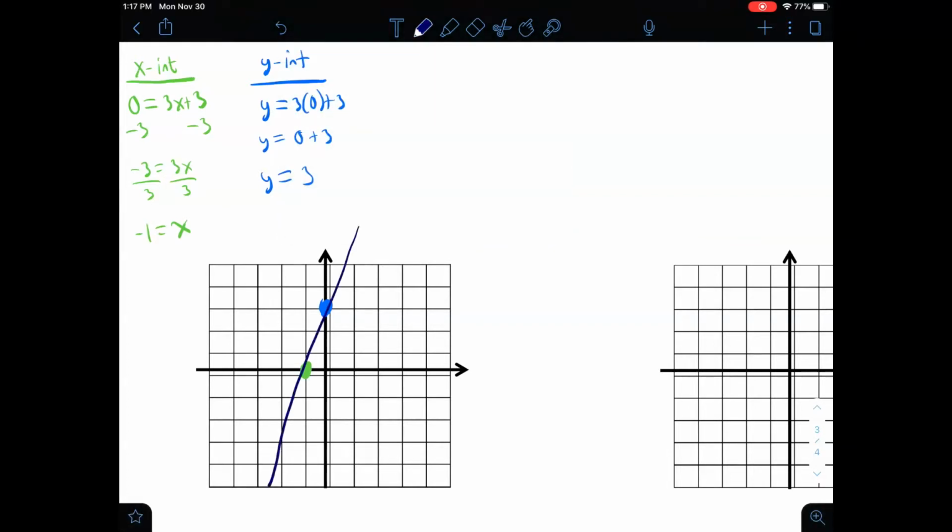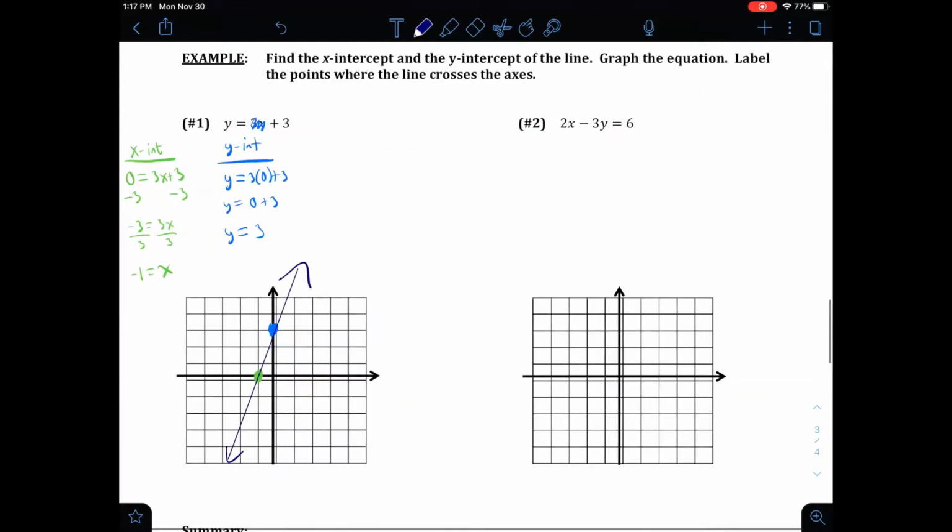And here's our line. And that's all you got to do. Find the x and y intercept and then plot the points. Remember, it's 2 separate points. It's not left 1, up 3. It's not like this. This is not a point over here. It's going to be 2 points that you connect to make a line.